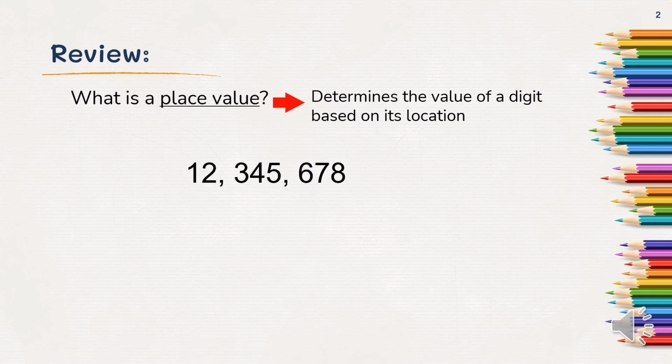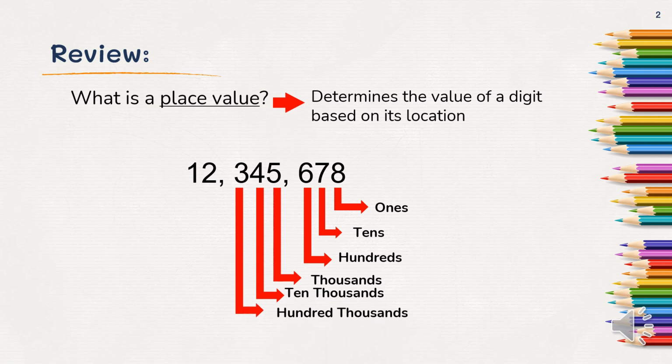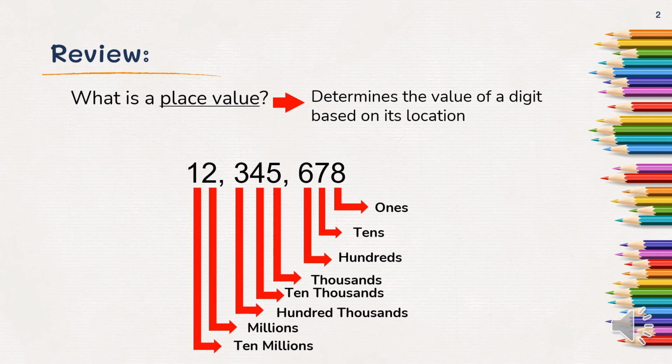Let's try to locate the place value of this number, 12,345,678. 8 is in the ones place value. 7 is in the tens. 6 is in the hundreds place value. 5 is in the thousands place value. 4 is in the 10,000s place value. 3 is in the 100,000s. 2 is in millions. And 1 is in the 10 millions.